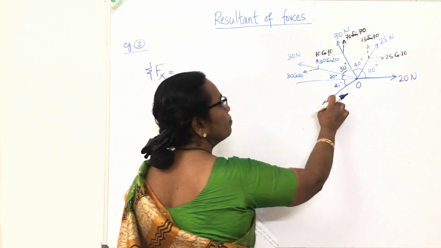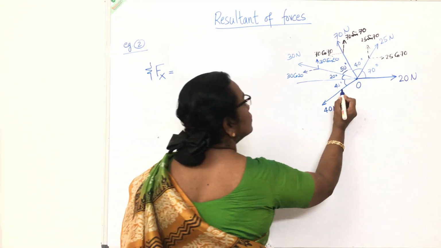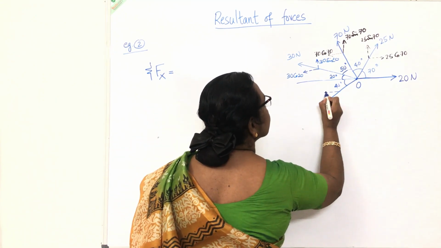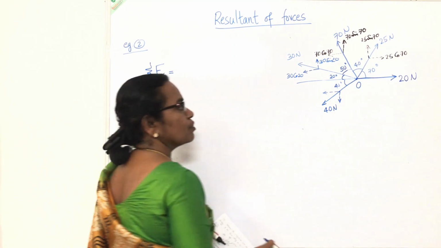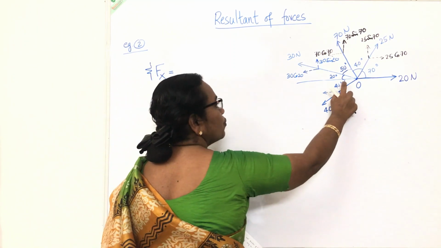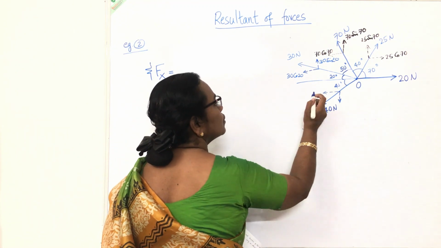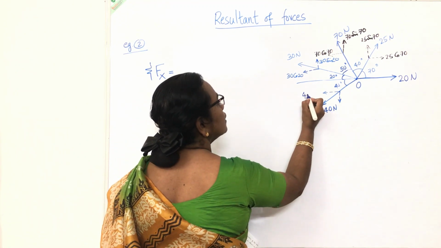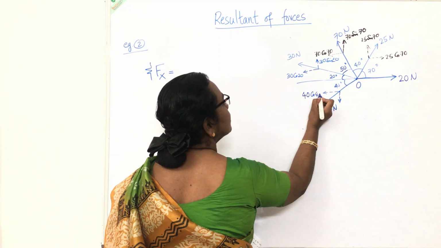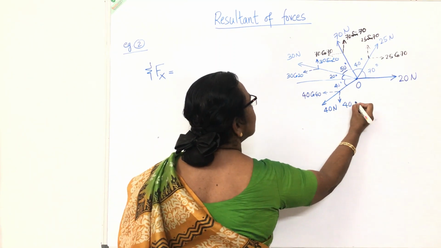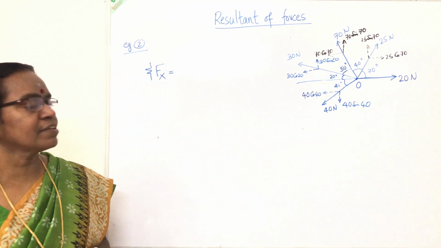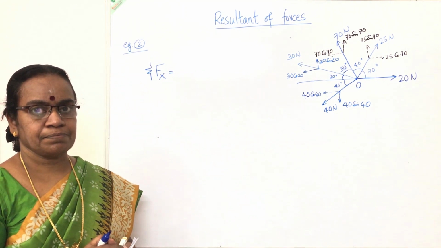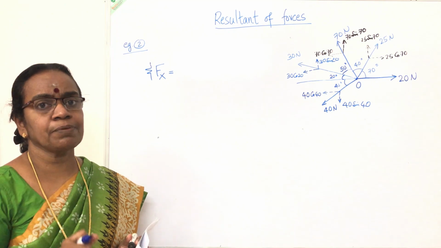Regarding this 40 Newton outward, the x component is outward, and the y component is also outward. The angle is 40 degrees with the horizontal. So the horizontal component is 40 cos 40, and this is 40 sin 40. So all the resolved components, I wrote on the figure itself. Once you get practice, that will be enough.